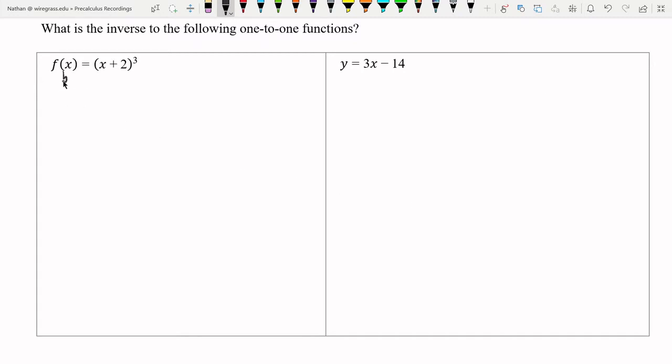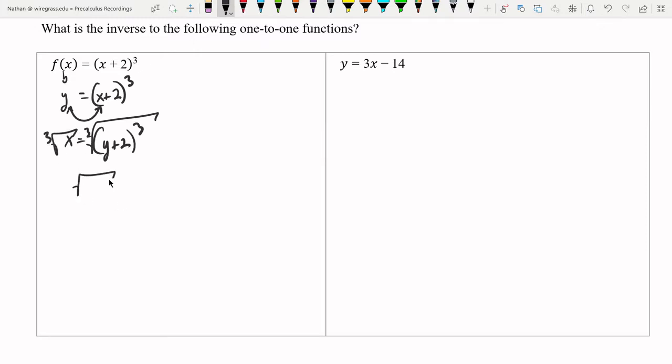So first off, I'm going to change f of x to y, and then I'm going to flip x and y. So flip them. x equals (y plus 2) cubed. Now all I have to do is solve for y. So the first step I'm going to do is take the cube root of both sides. So we're going to get the cube root of x equals y plus 2. Then all I have to do is subtract 2. And that is my inverse function.